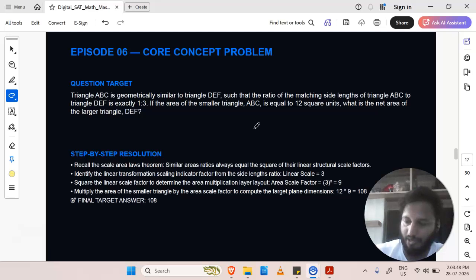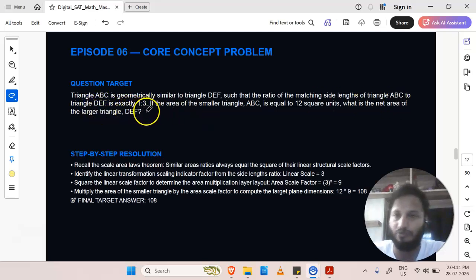So let's begin. The first problem is flashing right on your screen. The problem is as follows. Triangle ABC and triangle DEF are geometrically similar triangles. And if you remember, similar triangles are same in shape but not in size. The ratio of the matching side lengths of triangle ABC to triangle DEF is exactly 1 to 3.